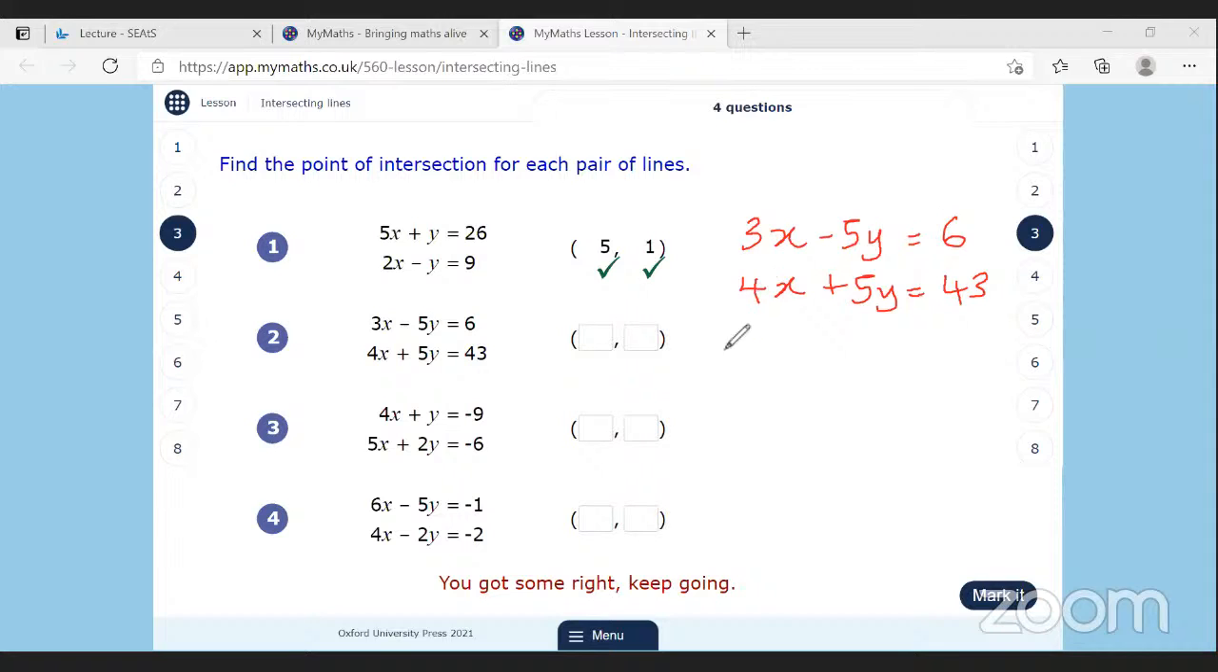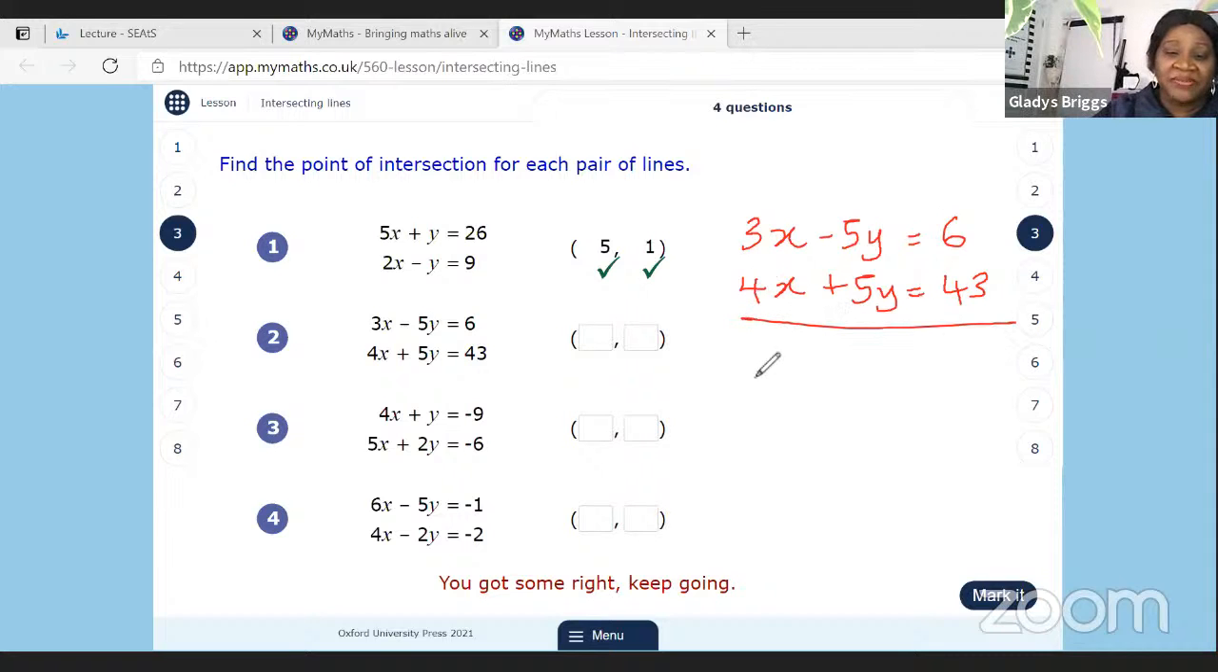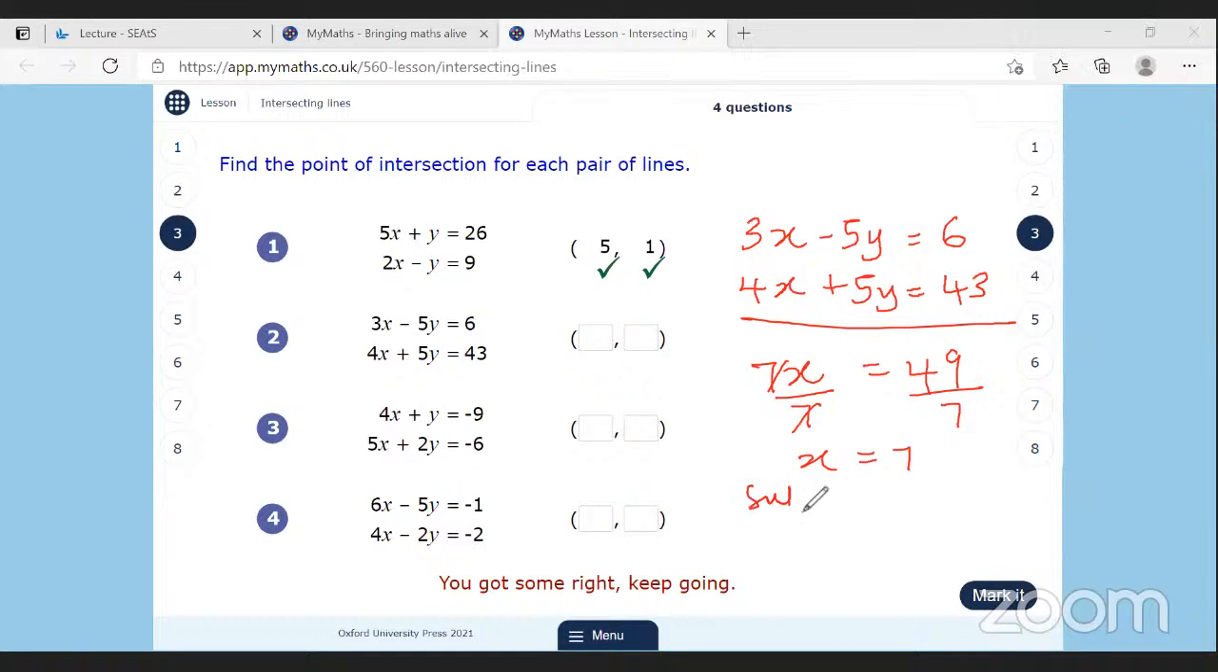Yeah. So if we add, then we're going to have 7x, and the y terms are going to go off. It's equal to what? 49. And then divide both sides by 7, and x would be equal to 7. Yeah. Substituting.